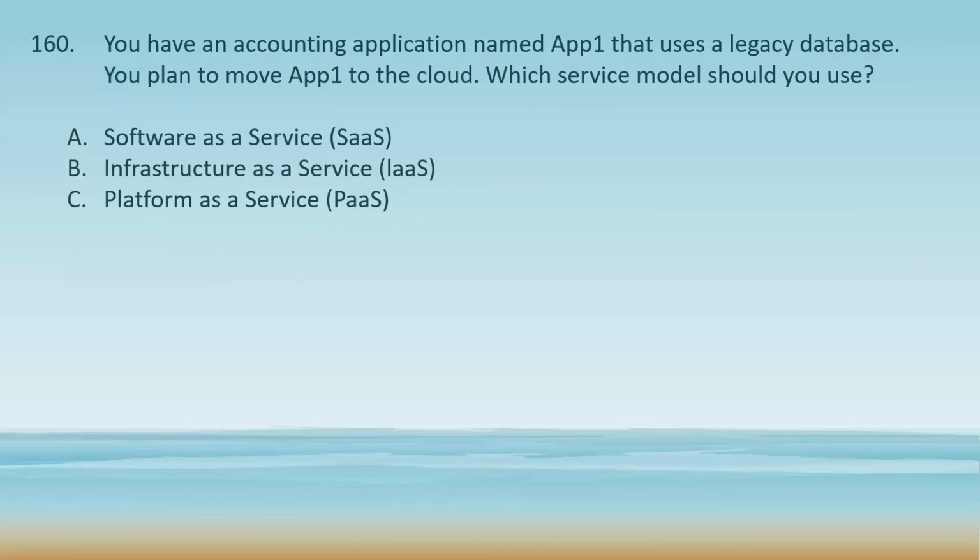Question number 160 of the series. You have an accounting application named App1 that uses a legacy database. You plan to move App1 to the cloud. Which service model should you use? Your options are software as a service, infrastructure as a service, or platform as a service. Now, given that you have a legacy database and wish to migrate it along with the application without significant changes, infrastructure as a service would be the most suitable service model here.